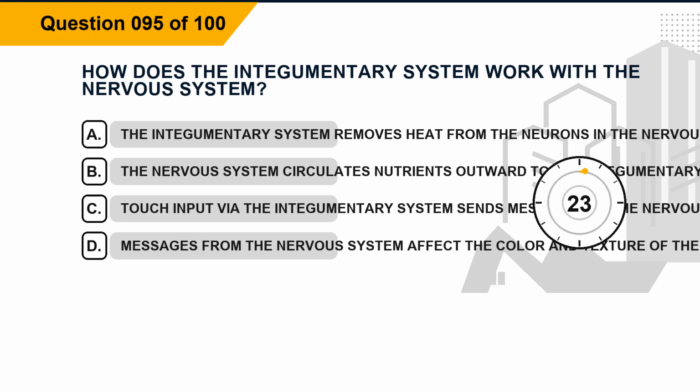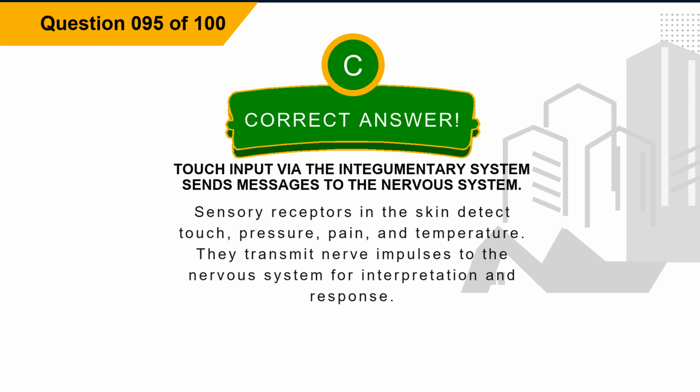Question 95. How does the integumentary system work with the nervous system? Option A, the integumentary system removes heat from the neurons in the nervous system. Option B, the nervous system circulates nutrients outward to the integumentary system. Option C, touch input via the integumentary system sends messages to the nervous system. Option D, messages from the nervous system affect the color and texture of the skin. The correct answer is option C, touch input via the integumentary system sends messages to the nervous system. Explanation. Sensory receptors in the skin detect touch, pressure, pain, and temperature. They transmit nerve impulses to the nervous system for interpretation and response.